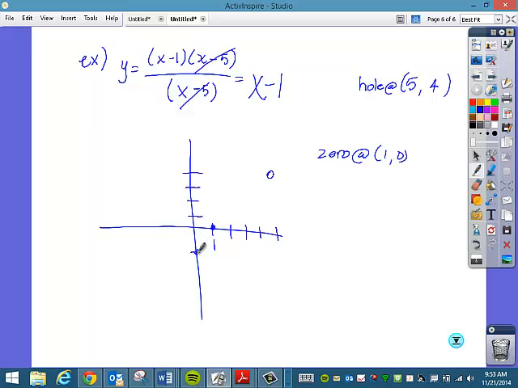And this is just a straight line with a hole in it. Nothing too special. It's literally a straight line. Slope of 1, y-intercept is negative 1. It just has a hole at (5, 4).